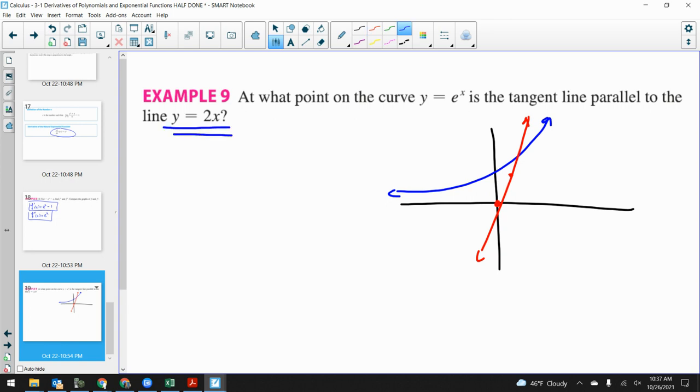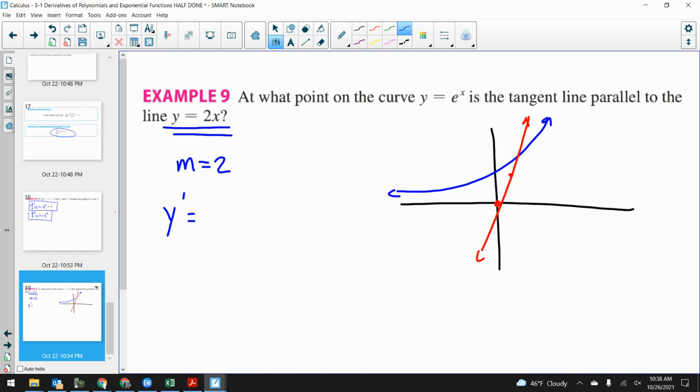What's the slope of that line? Just 2, right? The slope is 2. I want to know when e to the x has the equivalent slope of 2. So let's find y prime, because y prime is going to give us the equation of the slope.